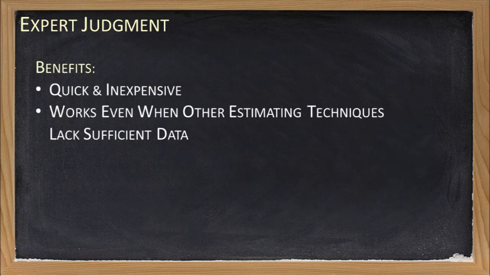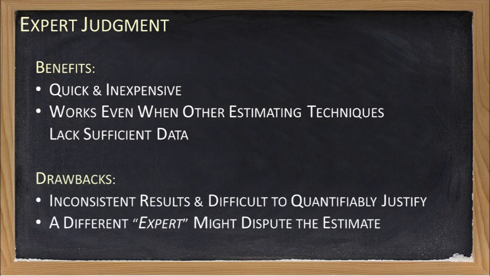As project managers, we often rely on expert judgment because it's quick, it's inexpensive, and it works even when other estimating techniques lack sufficient information or data to be available to us. The drawback of expert judgment is that it can give inconsistent results that are difficult to quantifiably justify. And a different expert might dispute our estimates, and we have no way to resolve which expert would be correct.